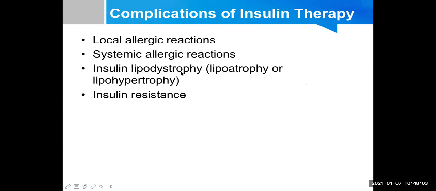Insulin lipodystrophy, I already talked about many times. This is a combination of atrophy and hypertrophy. Lipohypertrophy is a feature of pure type of insulin if it is persistently injected in the same site. And lipoatrophy is a feature of impure type of insulin. The combination term is lipodystrophy. And insulin resistance can occur, again, if the animal source or impure type of insulin is injected to the patient.